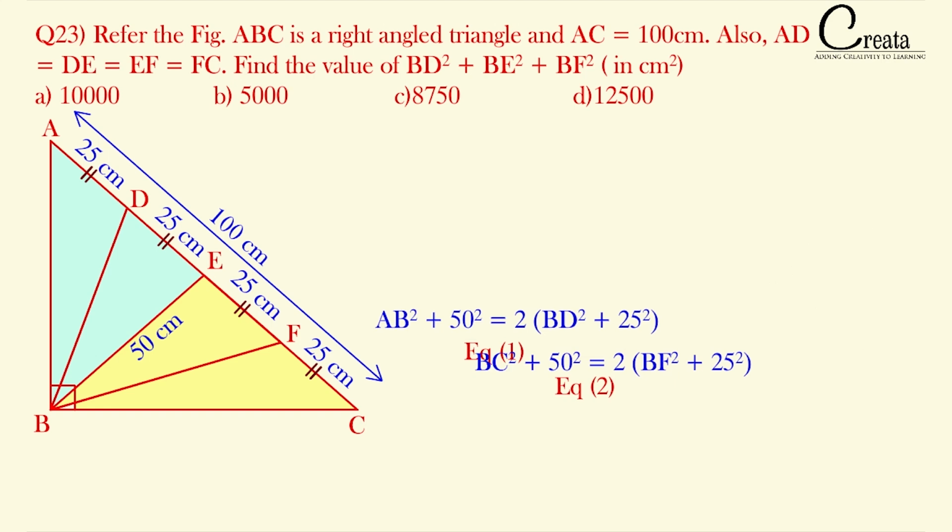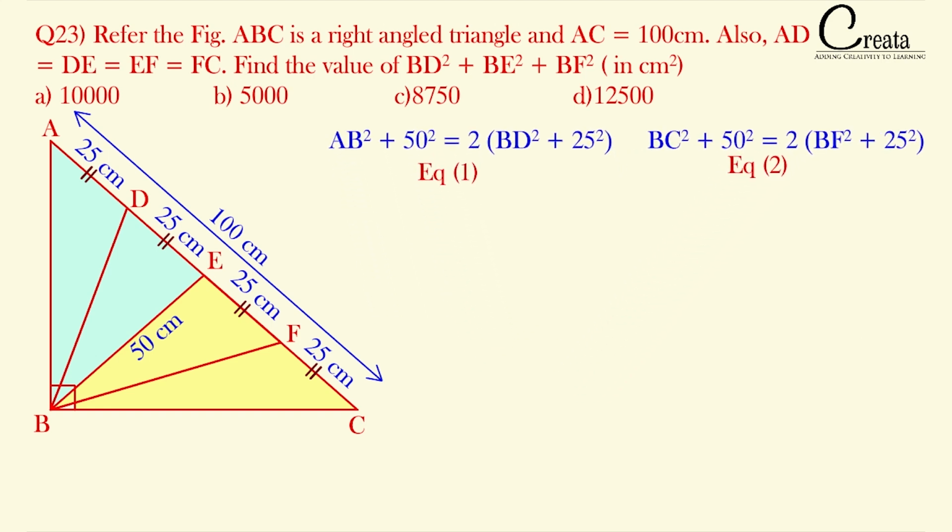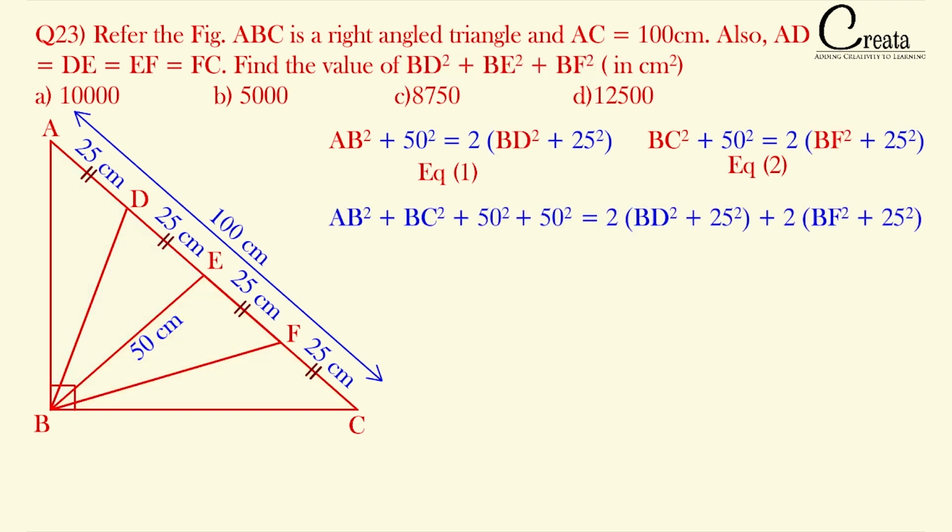If you observe in both of these equations, the missing terms are AB square, BD square, BC square and BF square. Here we are able to find BD square plus BF square. And in the question we have to find BD square plus BE square plus BF square. BD square and BF square, these two terms are coming in both of these equations. So let's proceed. Let's add both of these equations. On adding, we got this equation.